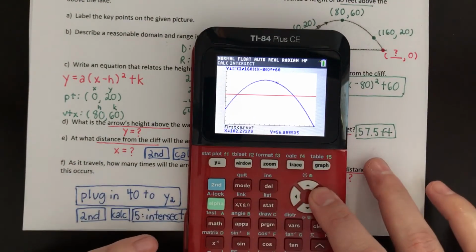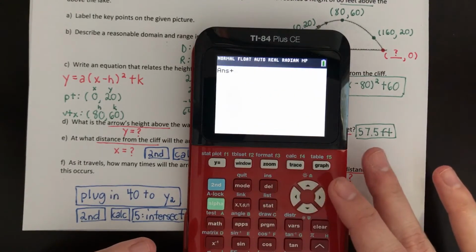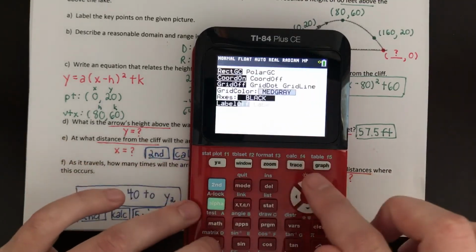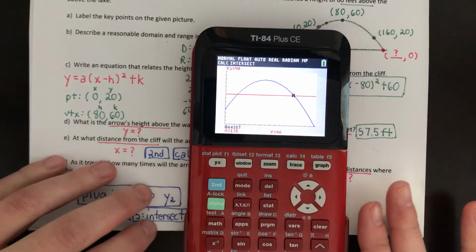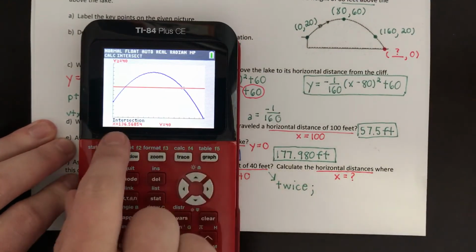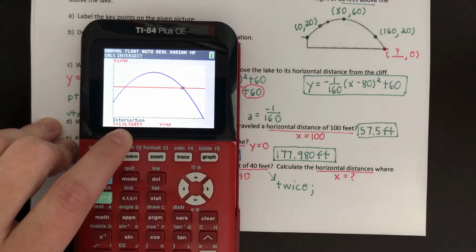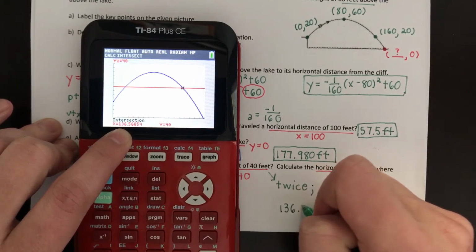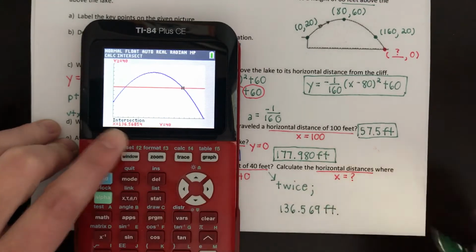So let's get the one on the right first, since my cursor was closest. Oops, second trace. There we go. 1, 2, 3. I hit enter three times, excuse me. And there's my horizontal distance and my height is 40. So my horizontal distance is at 136.569 feet is one of them.